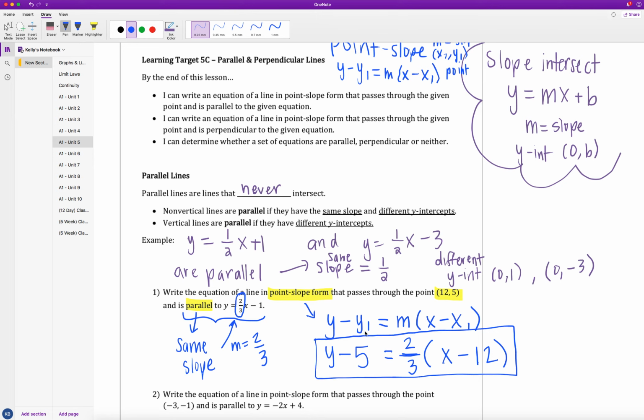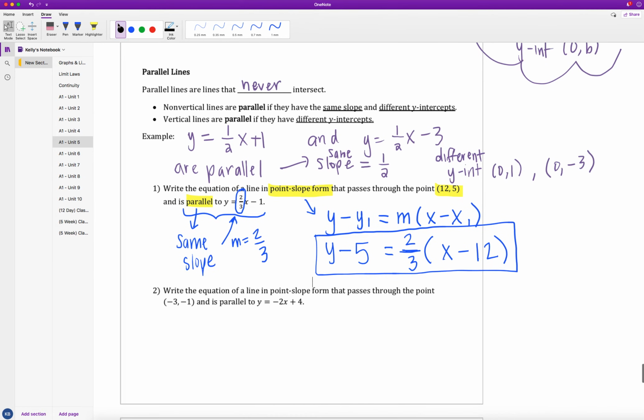And that will be our final answer for this point slope form line that passes through (12, 5) and is parallel to y equals 2/3 x minus 1. One thing I do want to point out is that the y-intercept in the line that they gave us actually did not help me find this line at all, because parallel lines have different y-intercepts, so I'm never going to use that information.